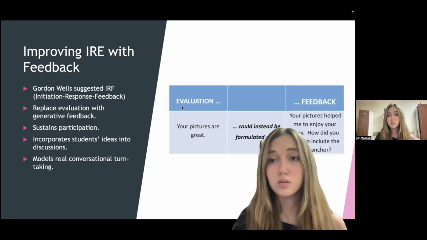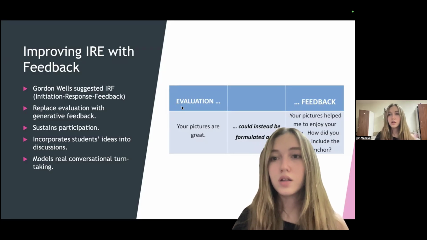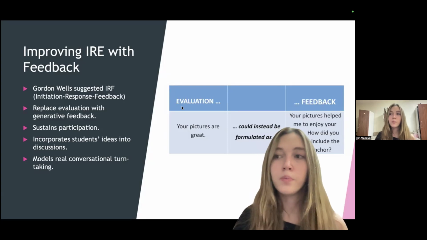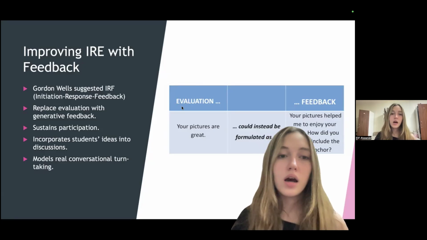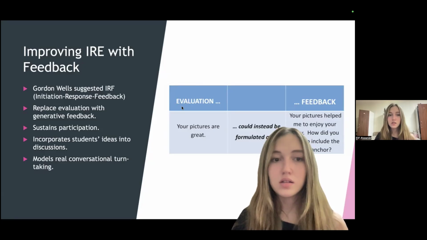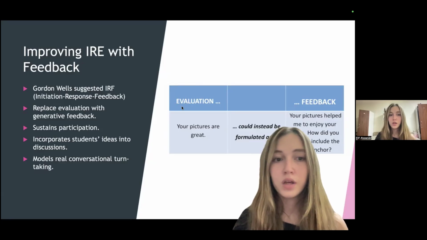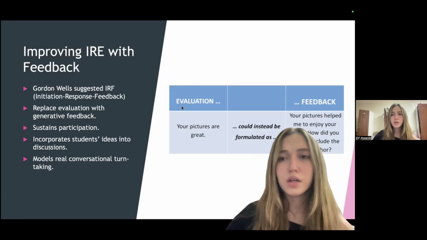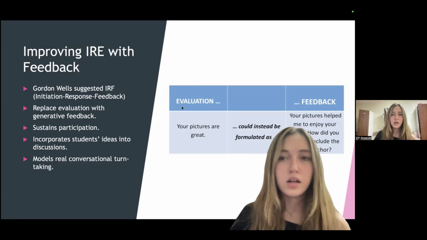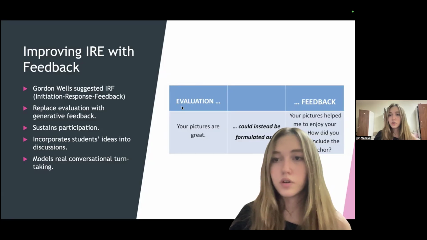I mean, evaluation is of course important, but I feel like without giving any feedback, we cannot continue this teaching as well as we think is useful. And there are some benefits. It can sustain participation and it can incorporate students' ideas into discussions, maybe, and it can model real conversational turn taking. So IRF is, I think, better than IRE, but we don't need to compare it, of course, but it's just my opinion.